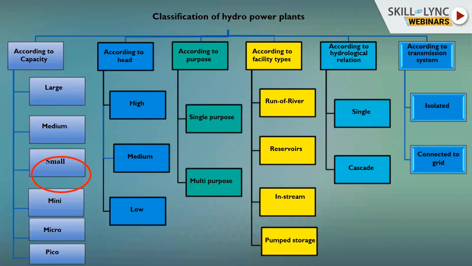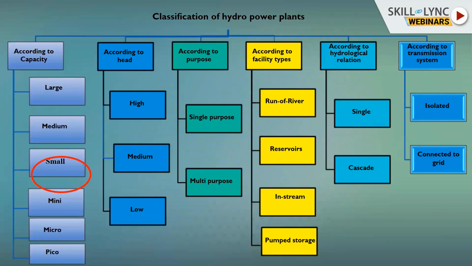And the next one is facilities. That is whether we are going to construct the hydropower plant across the river, or construct a dam with a reservoir, or in a stream, or as pumped storage. Pumped storage is nothing but pumping the water back up and once again producing electricity. So likewise, they have facility types also. And the next one is according to hydrological relation, whether it's a single type or a cascade type, a continuous one or a single one.